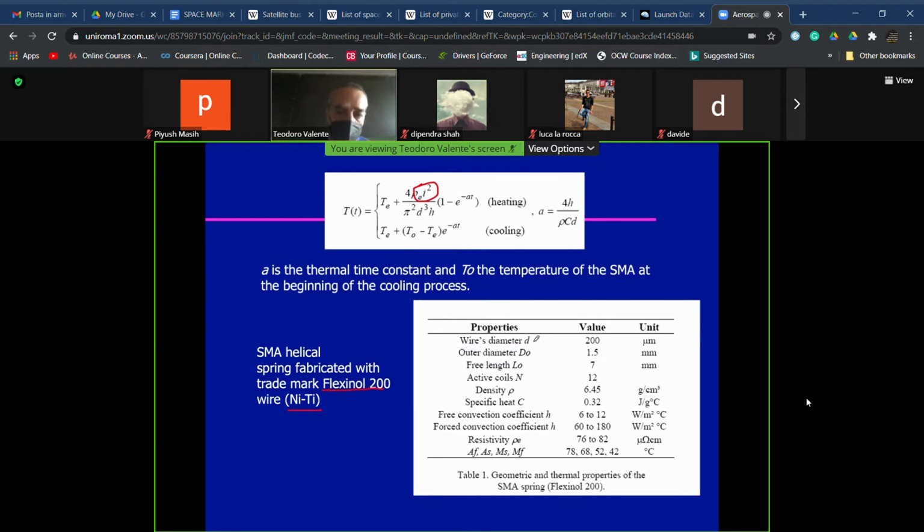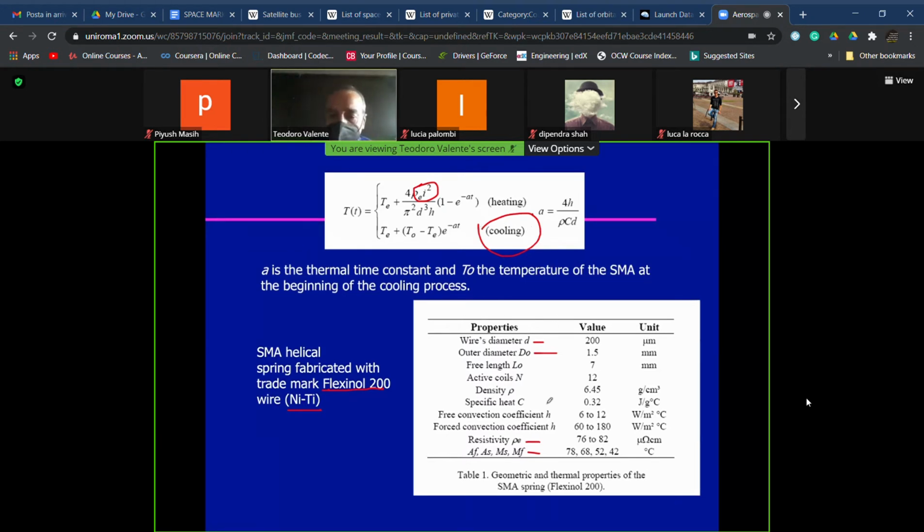In this case, the diameter of the wire and the diameter of the springs are design parameters of the springs. You see here, resistivity is a property of the material. AF, AS, MS, MF are properties of the material. And then you can also study the cooling phase in the case in which, for example, we make the hypothesis that free convection is the cooling mechanism.